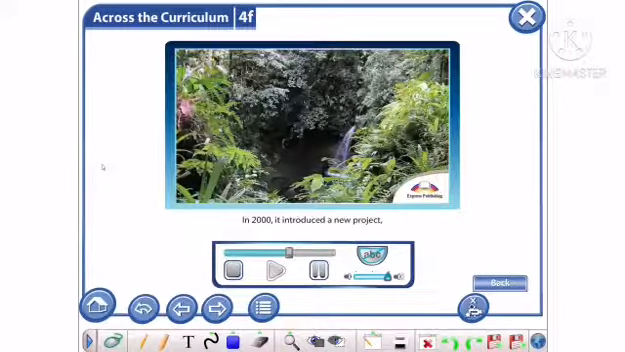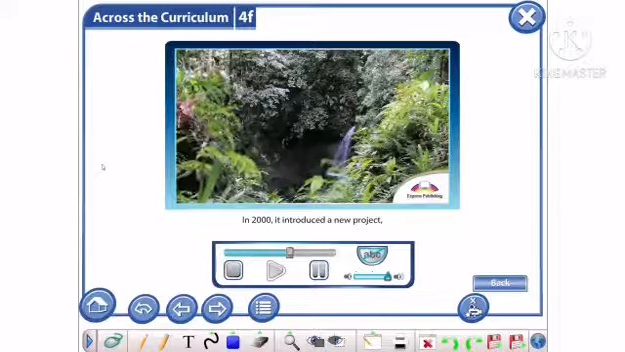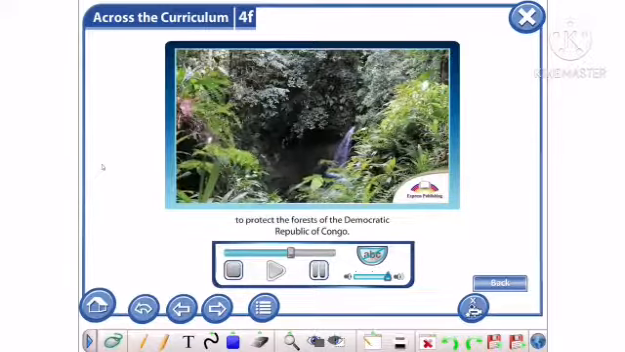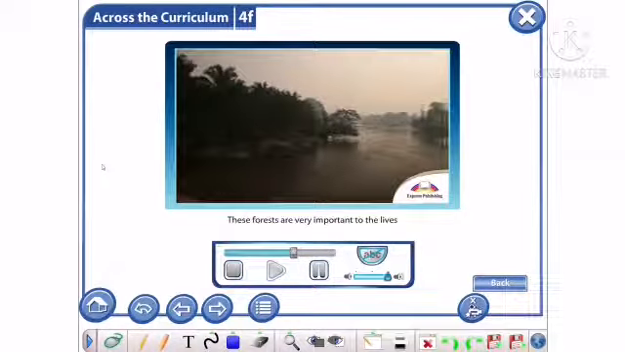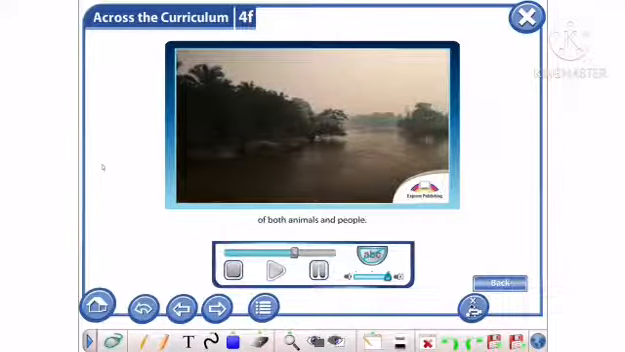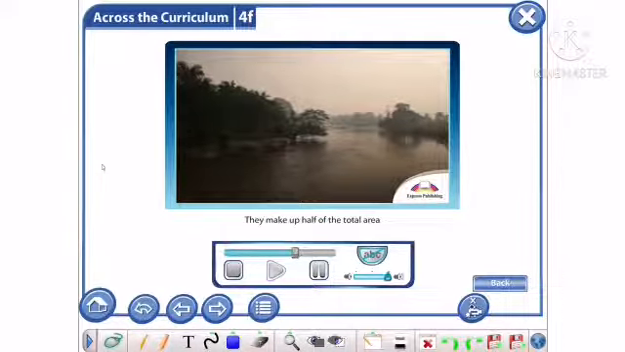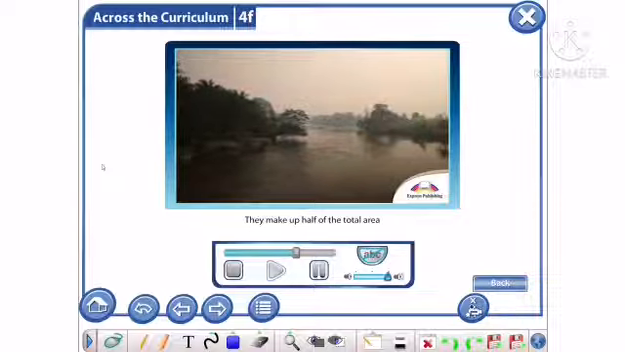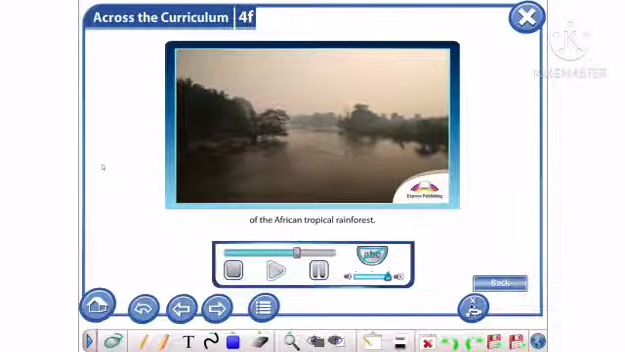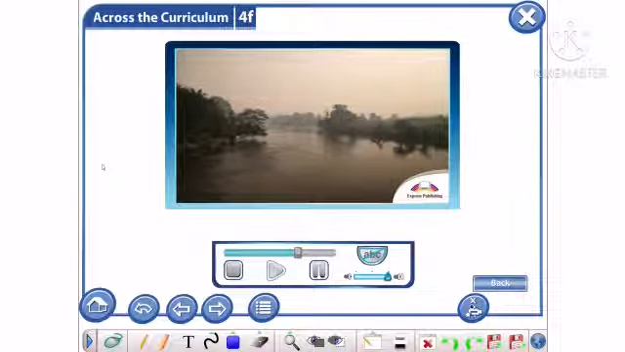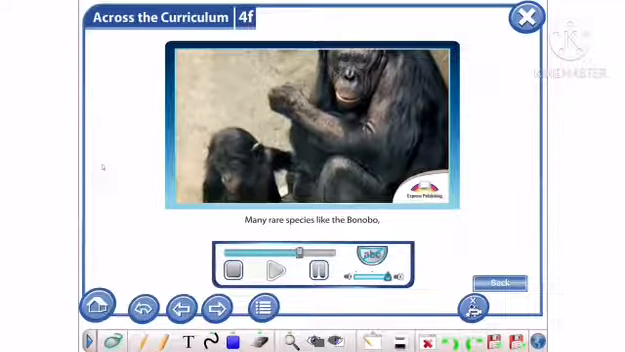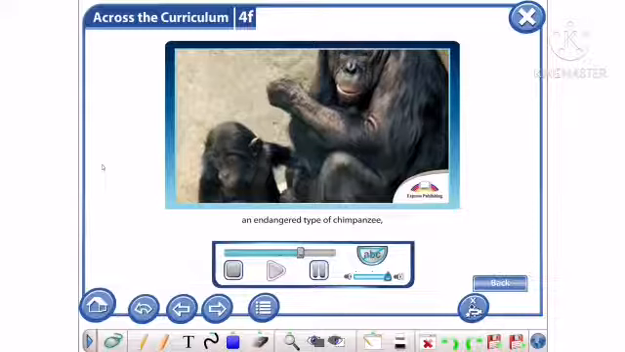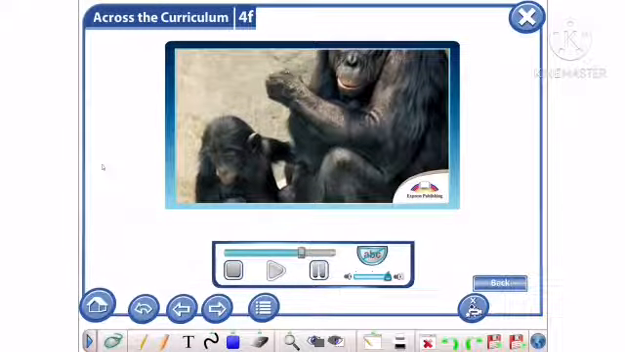In 2000, it introduced a new project to protect the forests of the Democratic Republic of Congo. These forests are very important to the lives of both animals and people. They make up half of the total area of the African tropical rainforest. Many rare species like the bonobo, an endangered type of chimpanzee, find shelter in this forest.